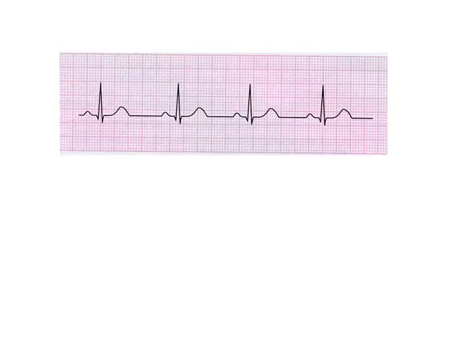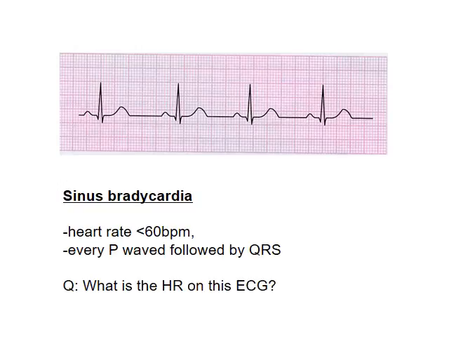Sinus bradycardia has these 2 features: a heart rate which is less than 60 beats per minute, and every P wave is followed by a QRS. What I'd like you to do is calculate the heart rate here. I want you to use two techniques: counting the small squares and dividing into 1500, and counting the large squares and dividing into 300. You'll want to pause the presentation now and please restart when you're ready.